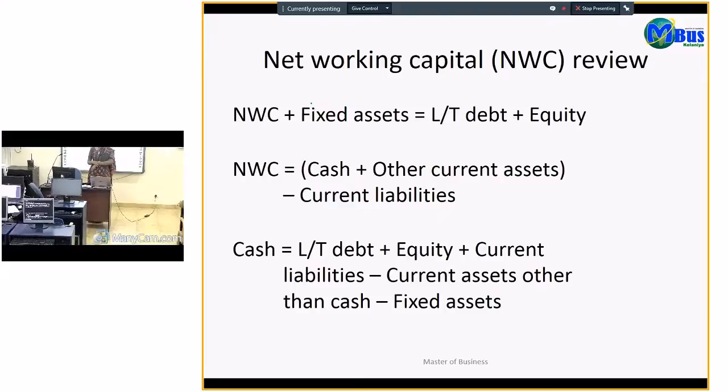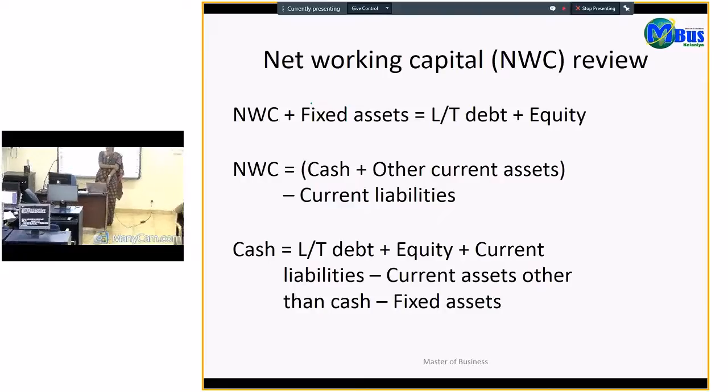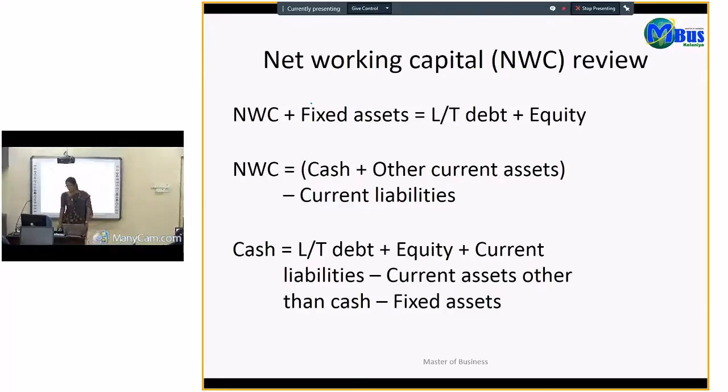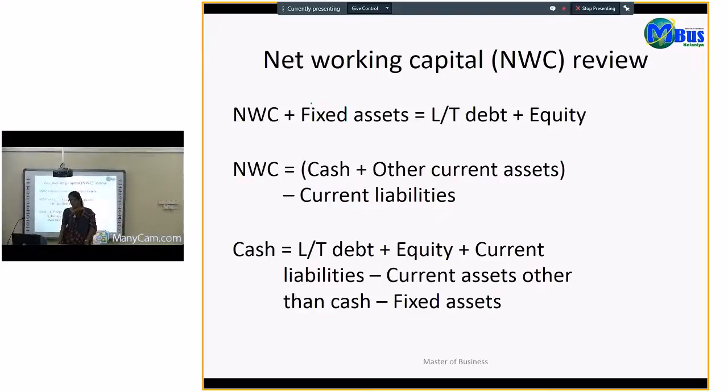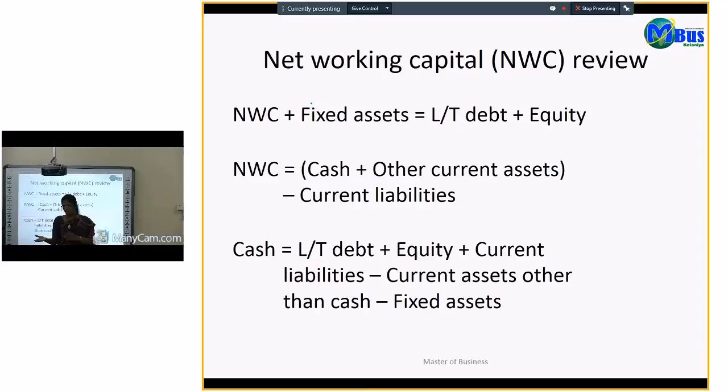Net working capital. This is how we find the equation for net working capital. Net working capital, the difference between current assets and liabilities, plus fixed assets, should be equal to the sources of finance, right? These are the sources: long-term debt and equity.